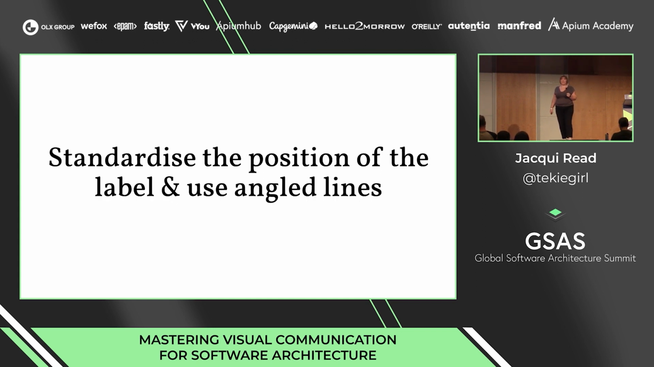Another way to do that is to standardise the position of the label. So with that spider's web that we saw a few minutes ago, the labels were all over the place. It wasn't clear which line they applied to. And so if you standardise that position, say at the beginning of the arrow, in the middle of the arrow, wherever looks best, then it would be much easier for people to just visually see where and which line you are labelling. And using angled lines rather than just the straight ones is going to really help you as well.